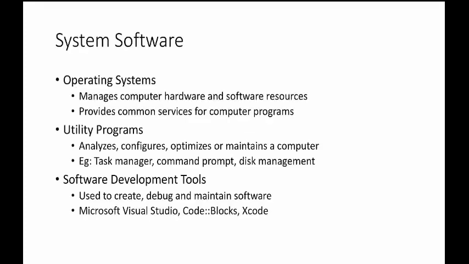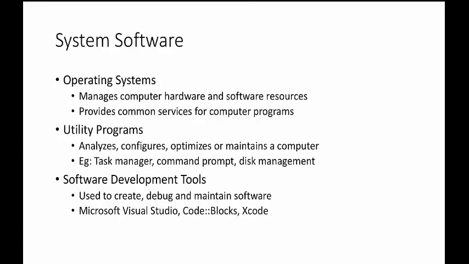Now we're talking about software. So system software consists of three things. One is your operating systems, your utility programs, your software development tools. Basically, the operating system manages your computer hardware and software resources, and it provides common services for computer programs.